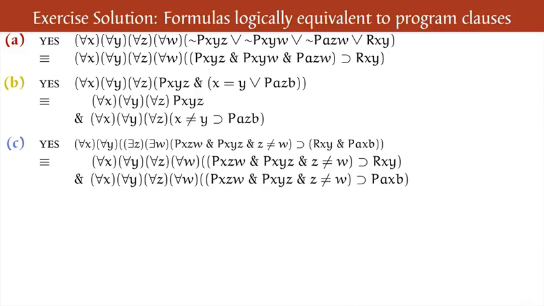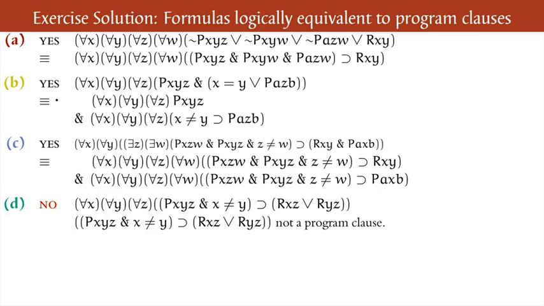For C, we first apply the prenexing law to pull outward the existential quantifiers in the antecedent, in the process making them universal, and then break into a conjunction of two program clause formulas. Here, using the tautology, A implies B1 and B2, if and only if A implies B1 and A implies B2. And then distributing universal quantifiers over conjunction.